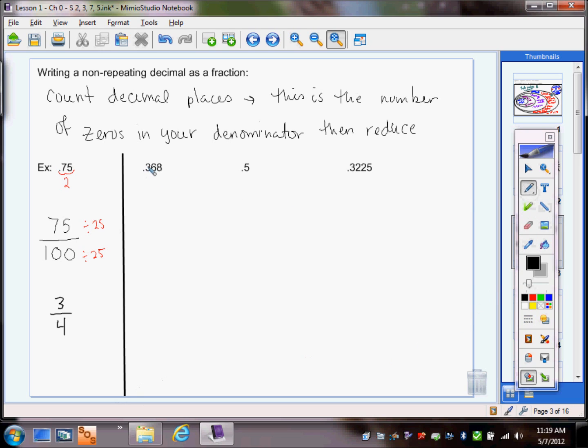.368, 3 decimal places. So I'm going to put 368 over 1,000 because I have 3 decimal places. Well, they're both even, so they'll divide by 2, giving me 184 over 500, which are both even, so they'll divide by 2 again. And you just keep going until you can't divide anymore.